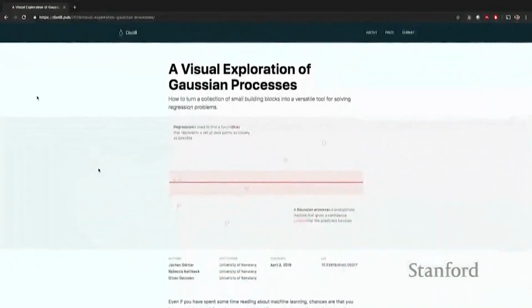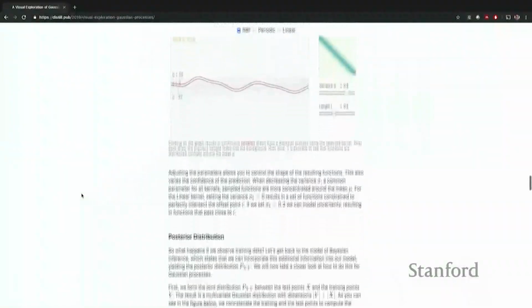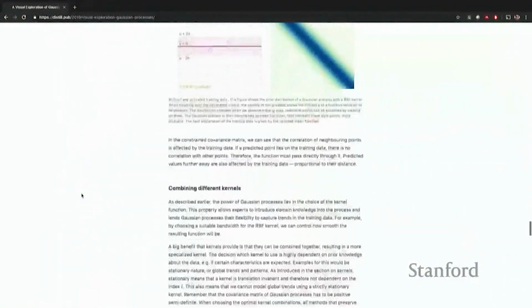All right, so this is a web page that I've preloaded. It is from a website called distill.pub. I would highly encourage you to visit this website. There are great articles explaining things about machine learning, and I'm a big fan of it. They have some really cool visualizations of Gaussian processes, and I'm going to scroll all the way down to the very last visualization, which is pretty cool.